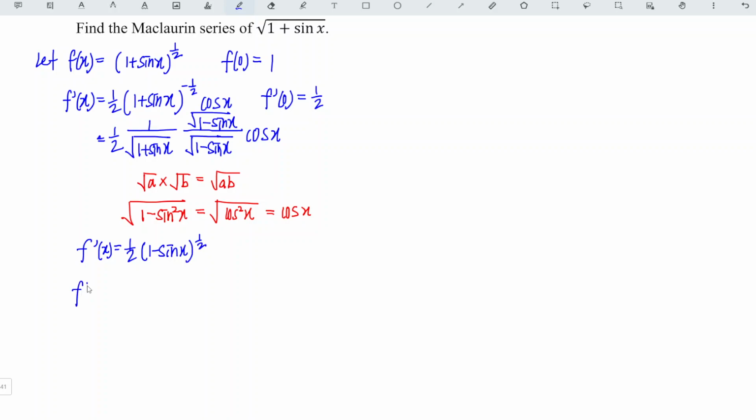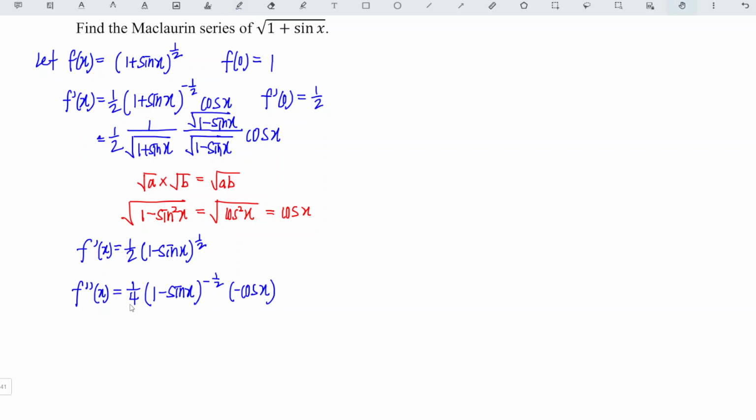Then we just have to differentiate this function, which is relatively simpler compared to the previous function. So when we differentiate, the power comes down, 1 over 2 times 1 over 2, 1 over 4. The power loses 1, and we now obtain negative half. Remember to differentiate the inner function, which means that we have negative cos x.